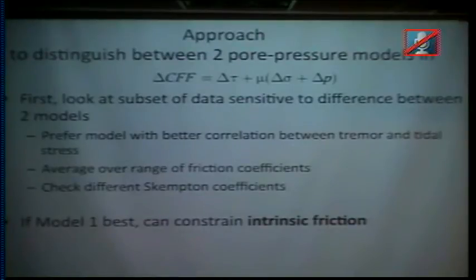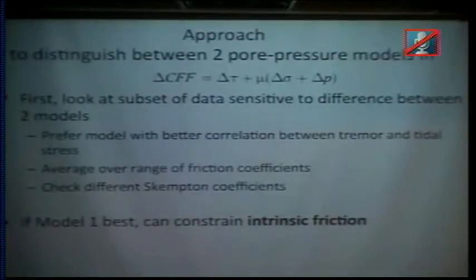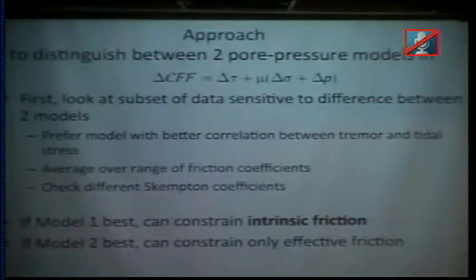Yeah? When you talk about average over range of frictional coefficients, you're suggesting that the frictional coefficient is variable? No, that will come clear in a moment. Okay, I'm suggesting that at this part of the study I don't know the friction coefficient.